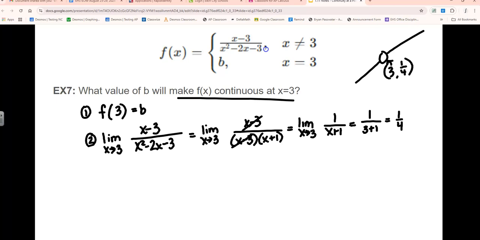So in this one, you're not proving continuity. You're finding the b value that would make this continuous. So what you have to have is that this limit has to equal f of 3, right? The limit that we got was 1/4. It has to equal f of 3, which was just your b value, right? So in this case, b is going to equal 1/4. This is almost just a way of asking you a different limit problem, okay?